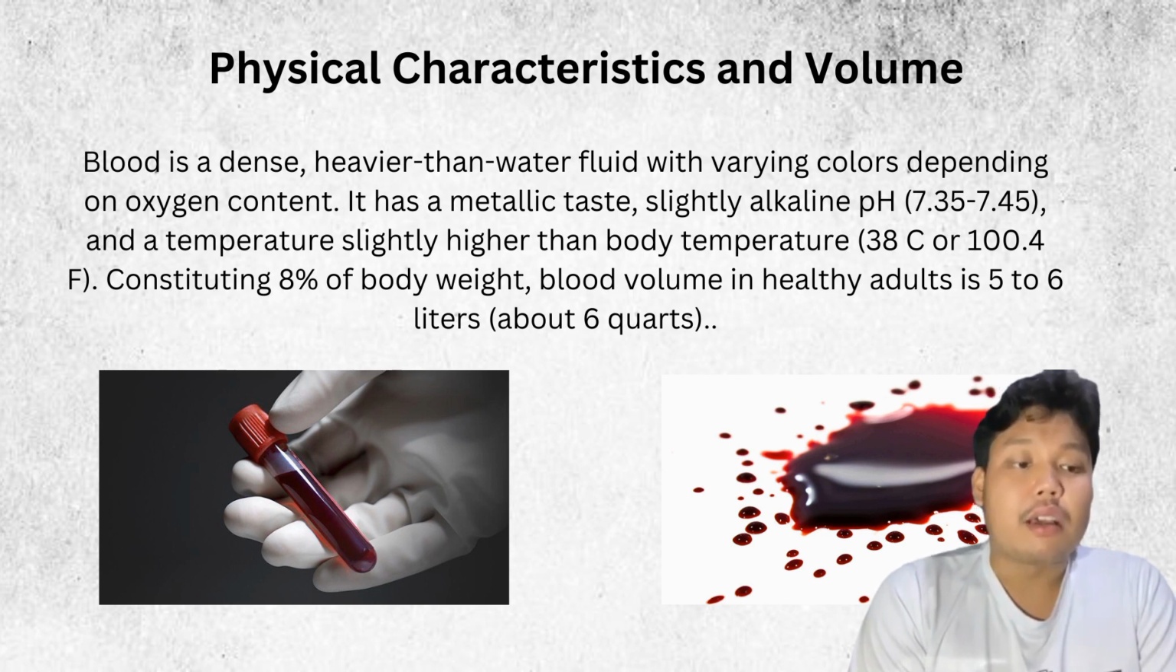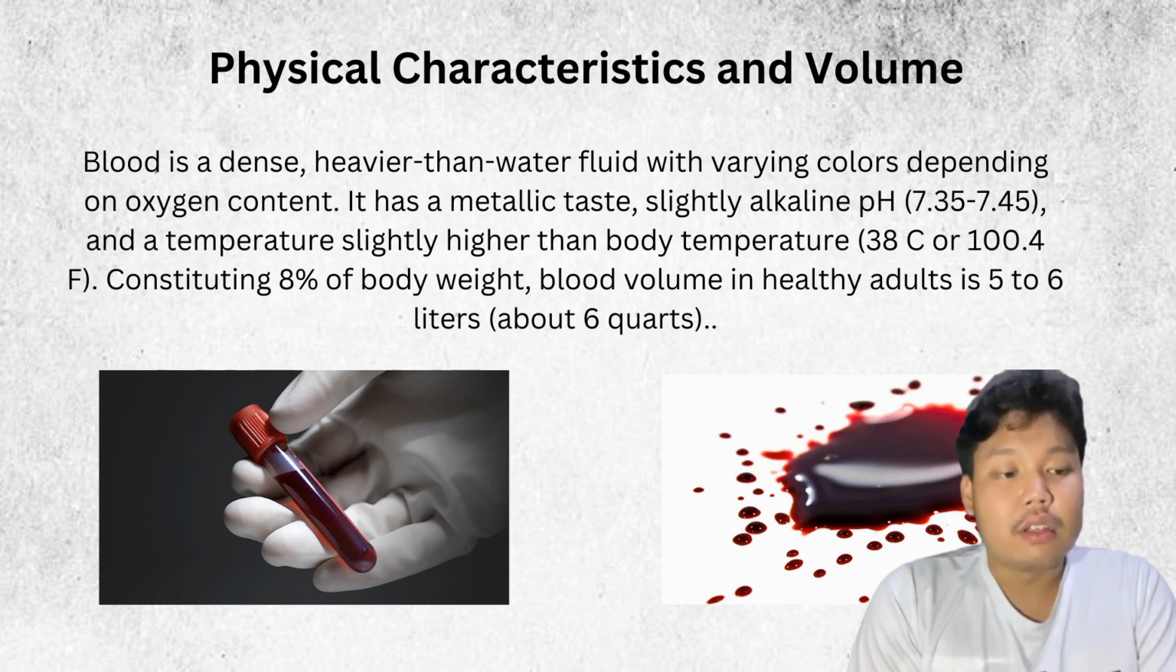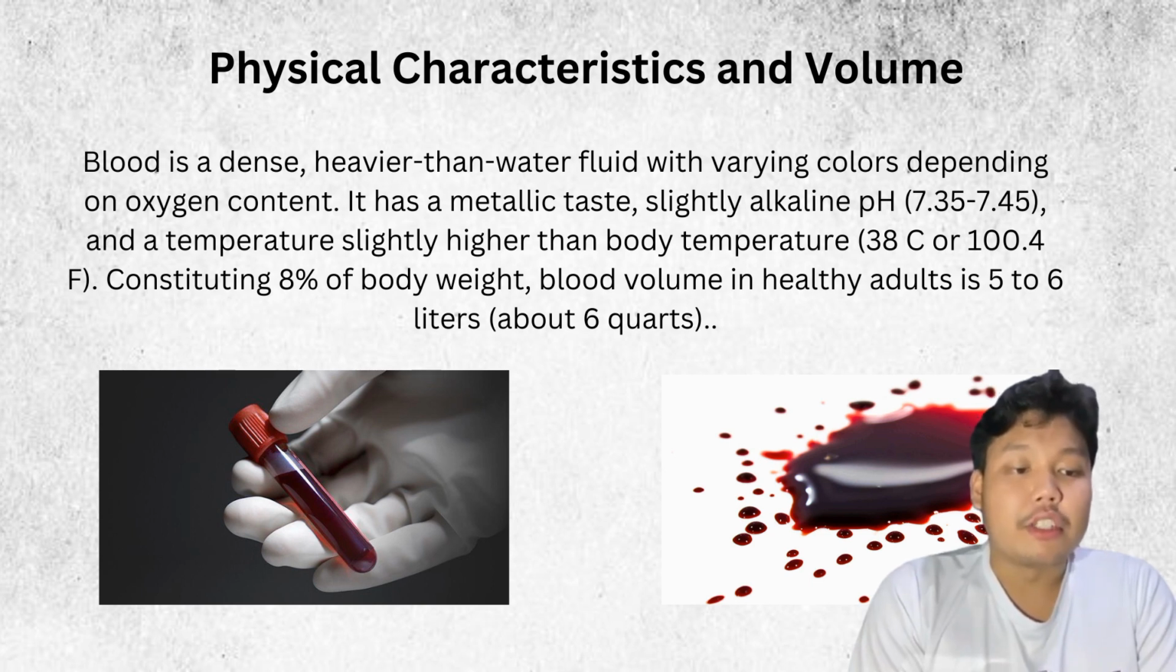An exothermic chemical reaction is a reaction that releases heat energy into its surroundings. In other words, during an exothermic reaction, the system loses energy to the surrounding environment in the form of heat. This can result in a temperature increase in the surroundings. And that's all about the components and physical characteristics and volumes of the blood.